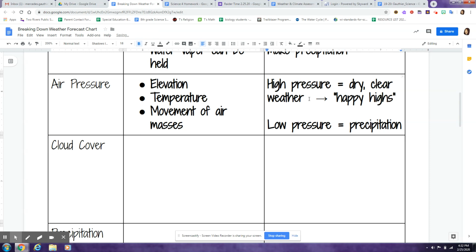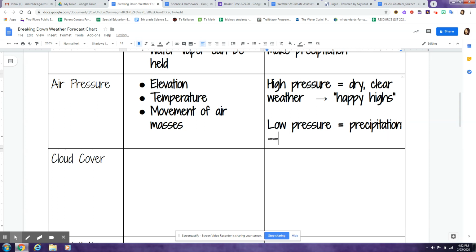Okay, so we have happy highs from high pressure, which gives us clear, dry weather. Our low pressure then is what gives us our precipitation, and this is where we talk about our lousy lows and how the temperature, precipitation is there. It's stormy skies, cloudy skies, just kind of that dreary, yucky weather. That is from low pressure.